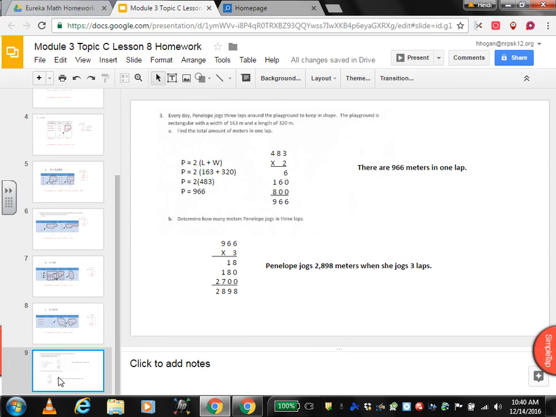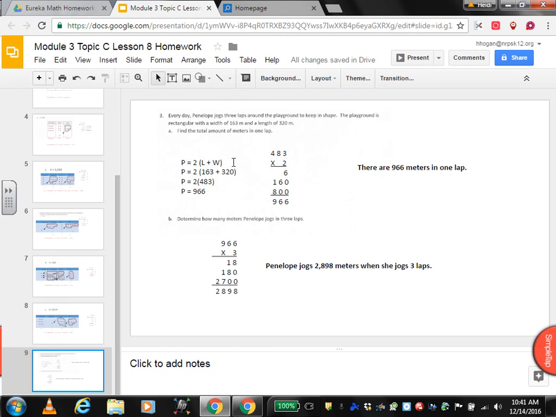The last one is a word problem. You're going to have to do more than one thing. Do you see how I did perimeter? Every day, Penelope jogs 3 laps around the playground to keep in shape. The playground is rectangular with a width of 163 meters and a length of 320 meters. Find the total amount of meters in 1 lap. So she's going around the whole shape, so that's perimeter. So I did the whole perimeter.